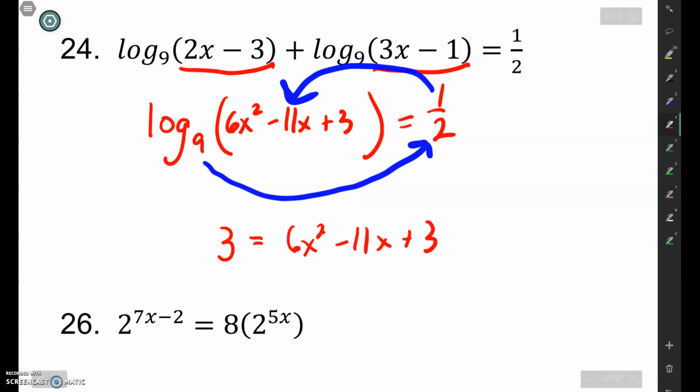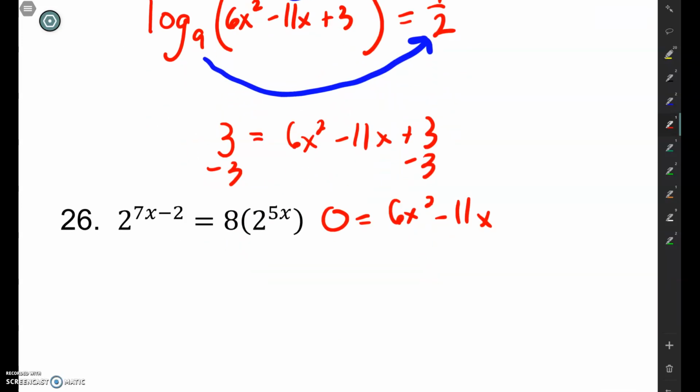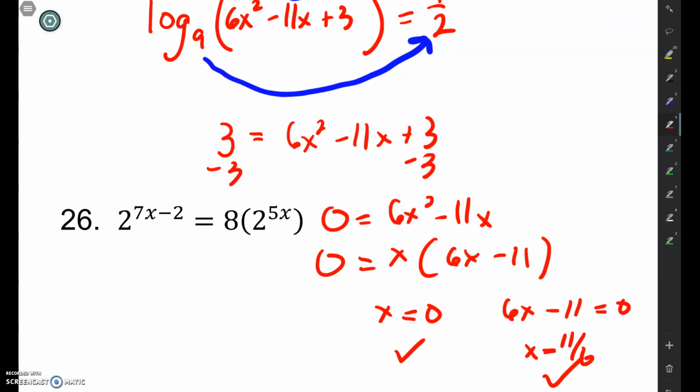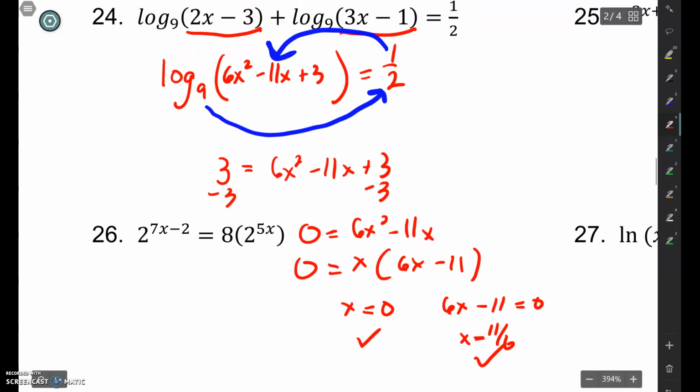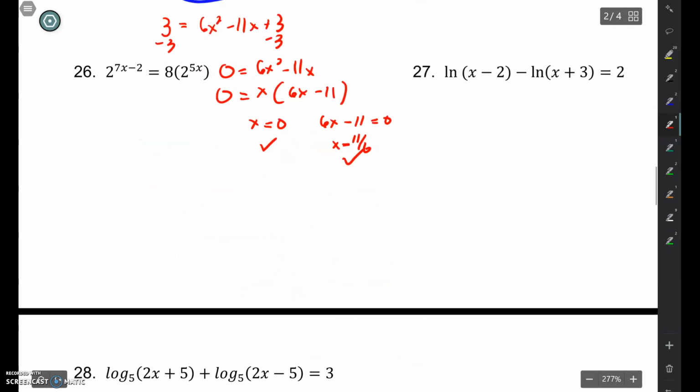How would you solve this? You subtract 3 from both sides, and you have 0 equals 6x squared minus 11x. And I hope you know how to solve that because we've been doing it all year. Pull out the x. Set it equal to 0. There's one answer. There's your other answer. Okay? So yes, you mean we still have to factor on some of these, Smith? Yeah, you might. But the key is to know how to use your log properties to get to that point.